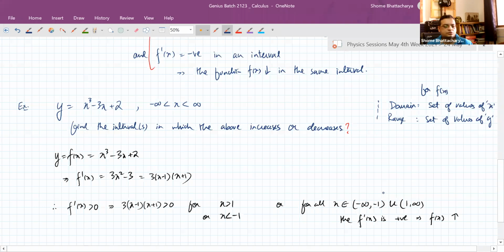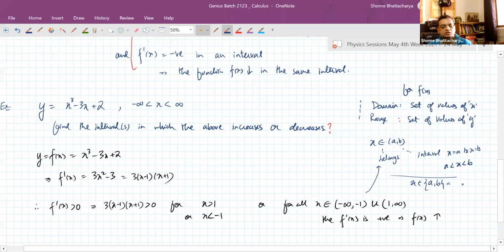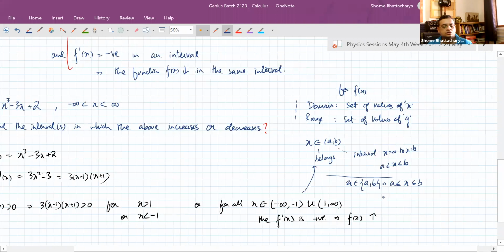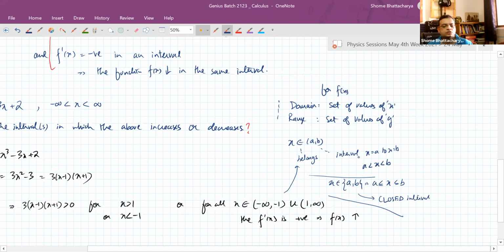So just a word about brackets that we use. If we say x, okay, this is read as belongs to, and this is read as the interval x equal to a to x equal to b, but not including a and b. Whereas if we use a square bracket, it will be inclusive of a and b. So this kind of a symbol means that x is greater than or equal to a and less than or equal to b. So this is called a closed interval in maths, because it includes these values, whereas this one above is called an open interval.